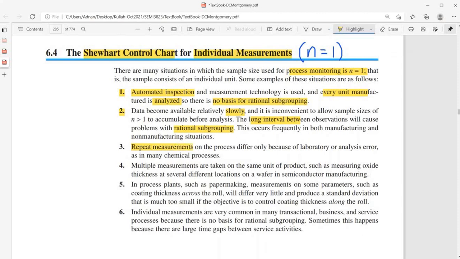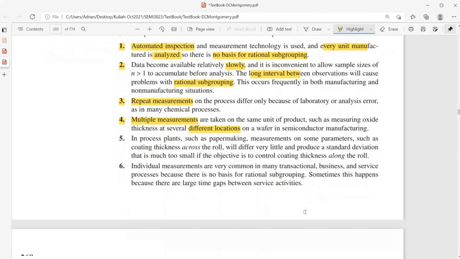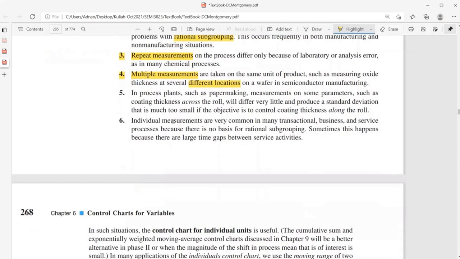Number 4 is multiple measurements taken on the same unit of the product, such as measuring outside thickness at several different locations. You may take one piece, but you are measuring at different points on the same piece, different locations. But the item you take is only one. For example, you take measurements at different corners of the workpiece. In process plants, individual measurements are very common, and also in many businesses, transactional business, service, and so on.